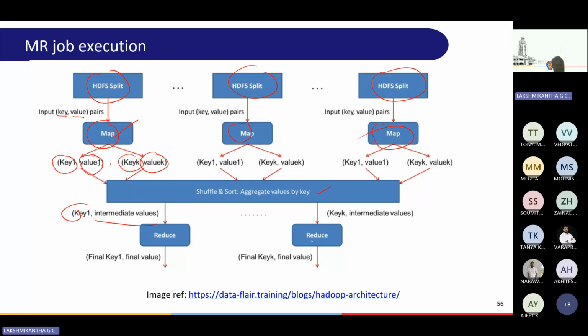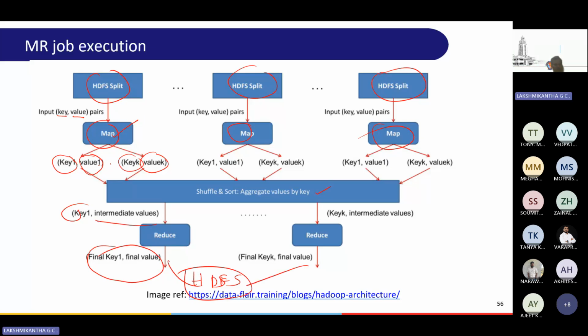Are you getting my point? See what the reducer phase will do. Each reduce task receives a key and intermediate value pair, and then the reducer runs its logic, aggregates the values and produces the final key and final value. This final output is then returned to HDFS.